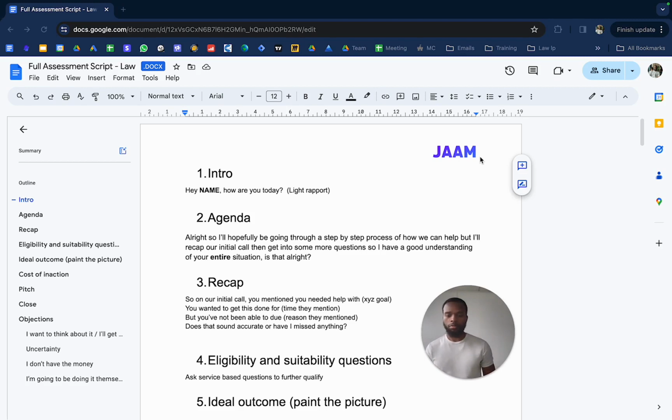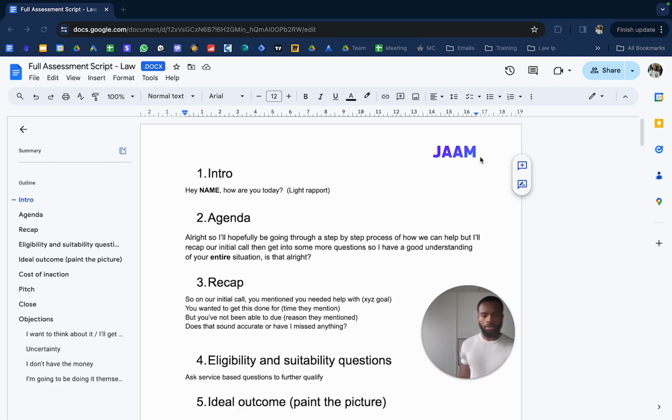Now, for the agenda, you just say something to the effect of, all right, so I'll be going through a step-by-step process on how we can help you, but I'll recap our initial call and go through some questions so I have a good understanding of the entire situation. Is that all right? Perfect. We've got the agenda out of the way as well. So again, very straightforward stuff.